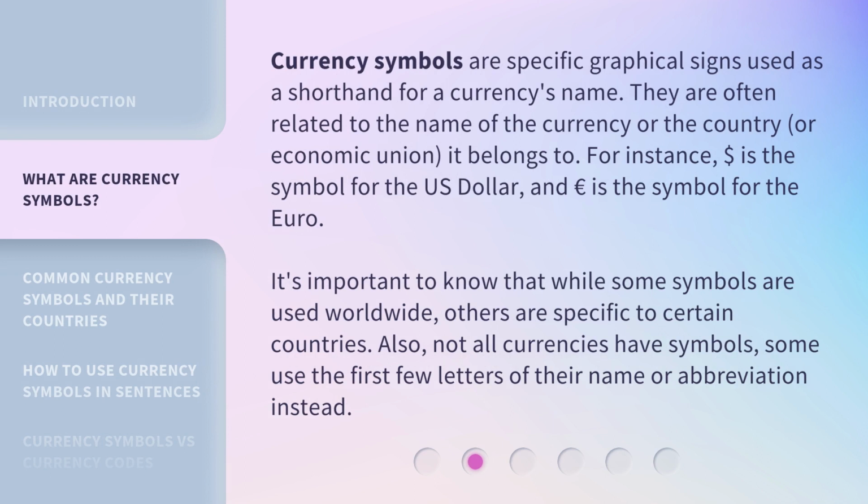Currency symbols are specific graphical signs used as a shorthand for a currency's name. They are often related to the name of the currency or the country, or economic union, it belongs to. For instance, the dollar sign is the symbol for the US dollar, and the euro sign is the symbol for the euro. It's important to know that while some symbols are used worldwide, others are specific to certain countries. Also, not all currencies have symbols. Some use the first few letters of their name or abbreviation instead.